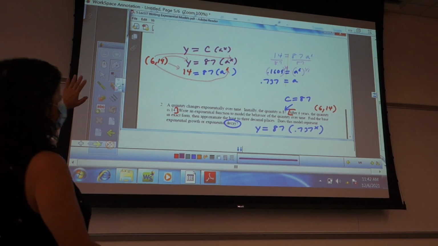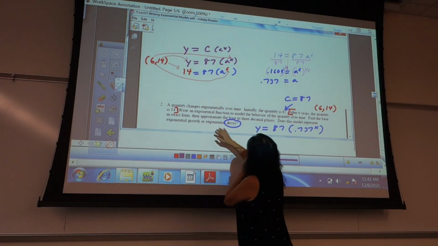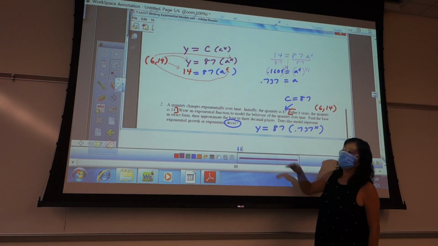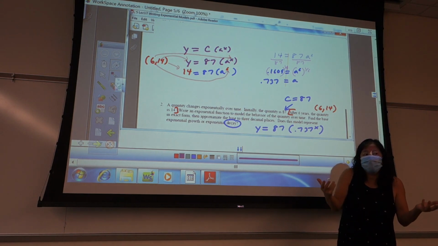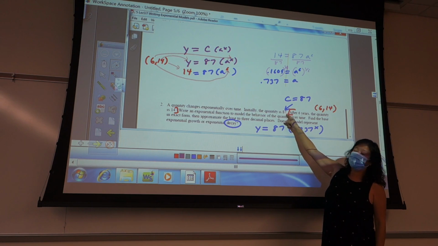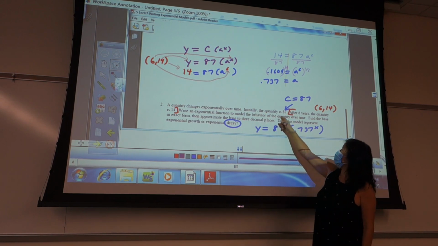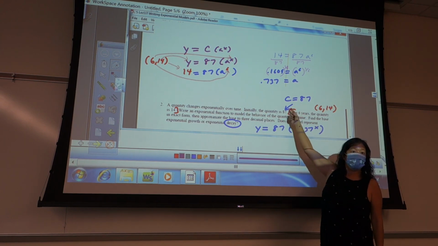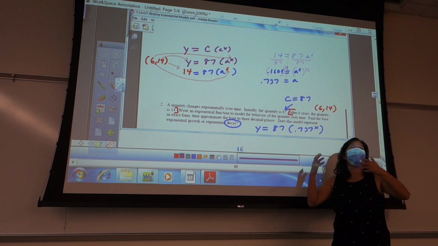This is from last class. We're just reminding people how it works initially. Initially, in the beginning, when x is 0, your y, the quantity, was 87. So when x was 0, y was 87. That's your c. Your c is what y is when x is 0.